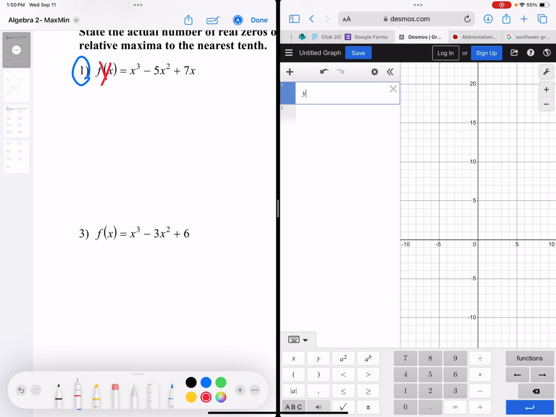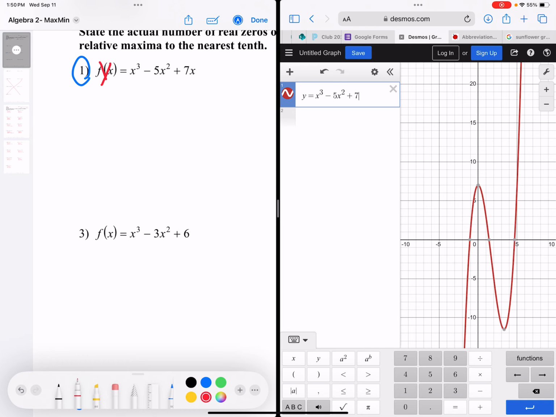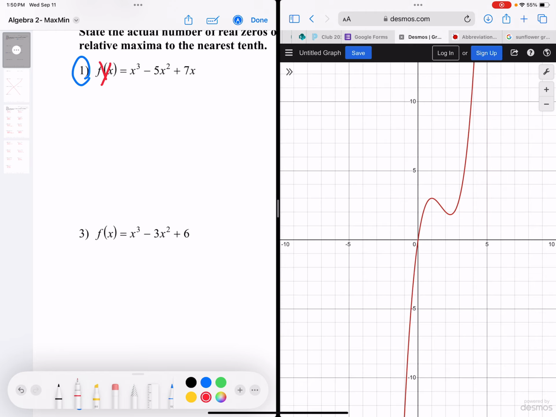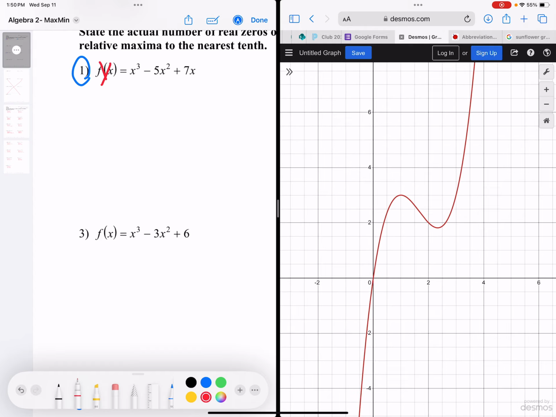On these equations where it says f of x, we are going to be typing in y on Desmos. So on Desmos, we're going to type y equals x to the third, hit the over arrow, minus 5x squared plus 7x. So this is the graph of my function, and I'm going to zoom in a little bit on it.